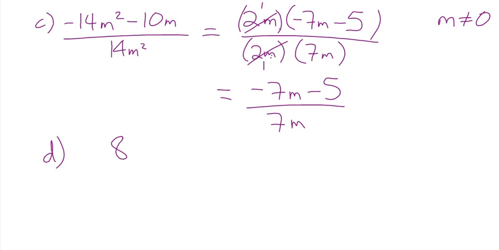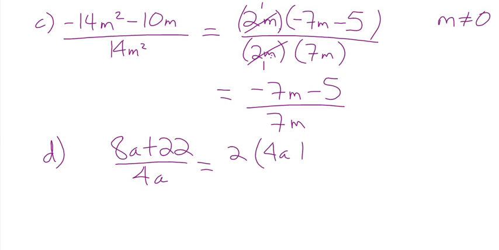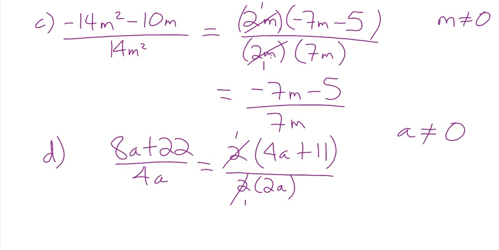8a plus 22 over 4a. GCF, number. What's the number's greatest common factor? 4 going into 22? 2. How about variable-wise? No variables, because this term lacks a variable. Restriction. Cancel common factor, that's what we're left with: 4a plus 11 over 2a.